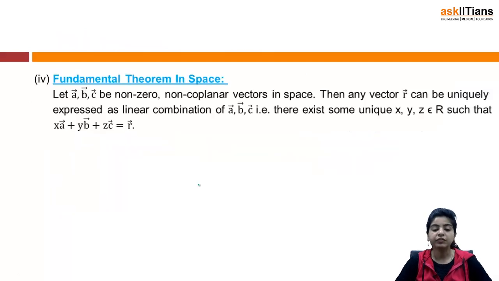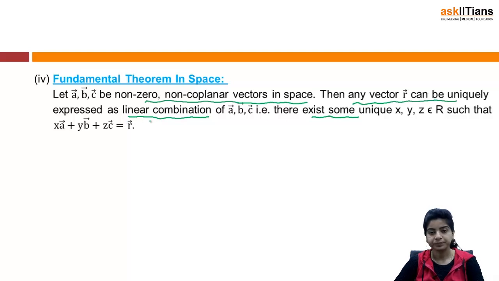Next we have the fundamental theorem in space. So let A, B and C be non-zero non-coplanar vectors in space. Then any vector R can be uniquely expressed as a linear combination of A, B, C. This is in fact on the same lines as we have discussed just now. There will exist some unique scalars or unique real numbers x, y and z such that xa plus yb plus zc would be equal to the vector R.